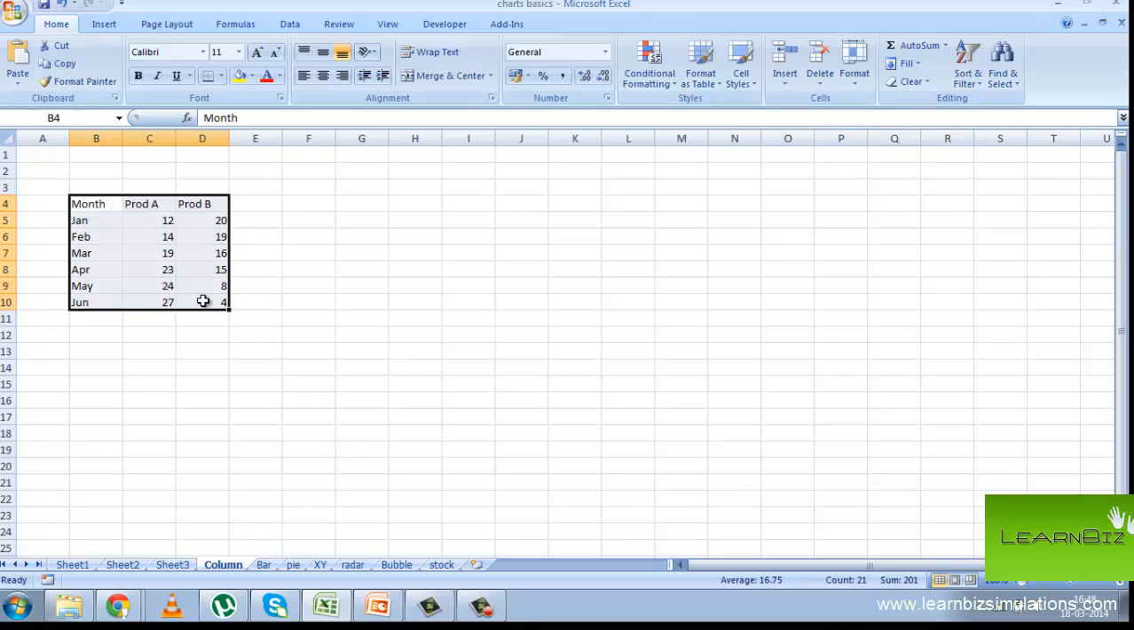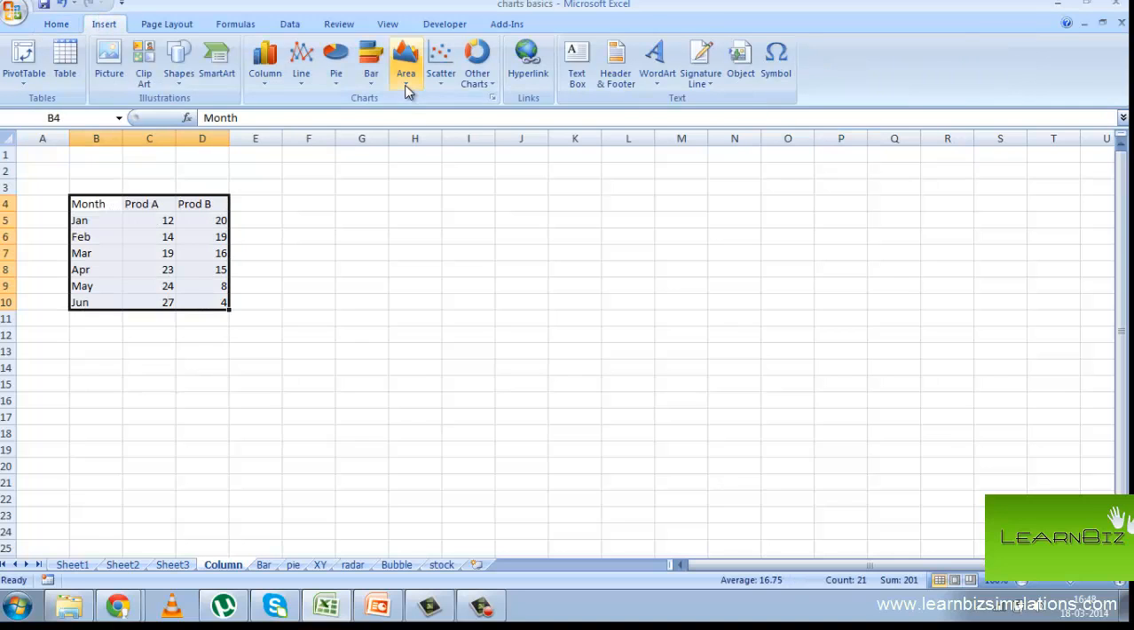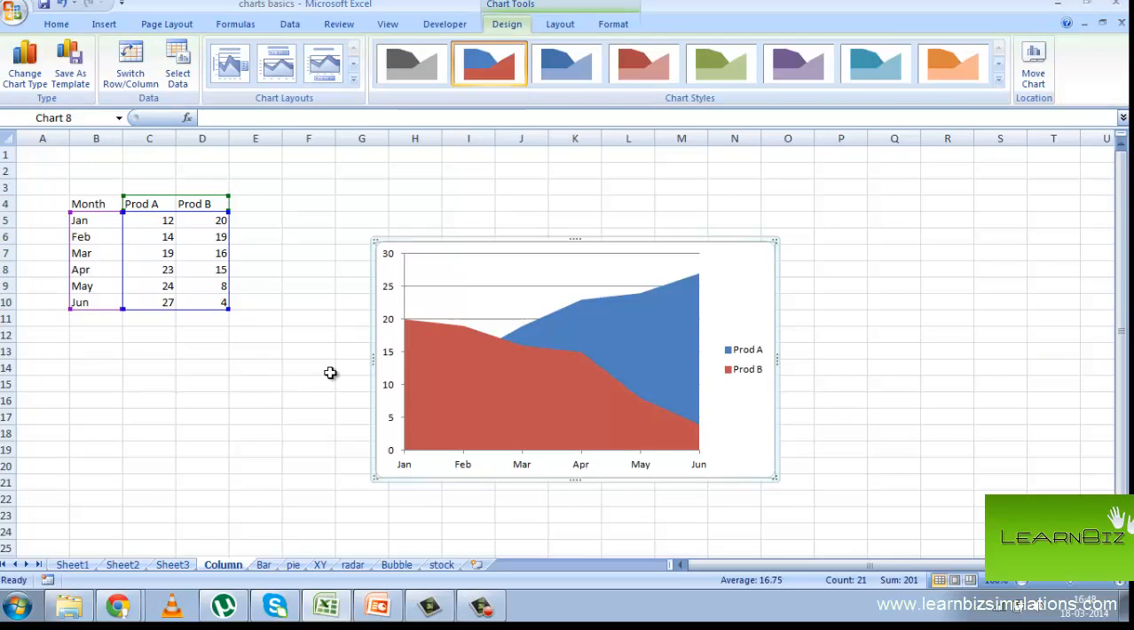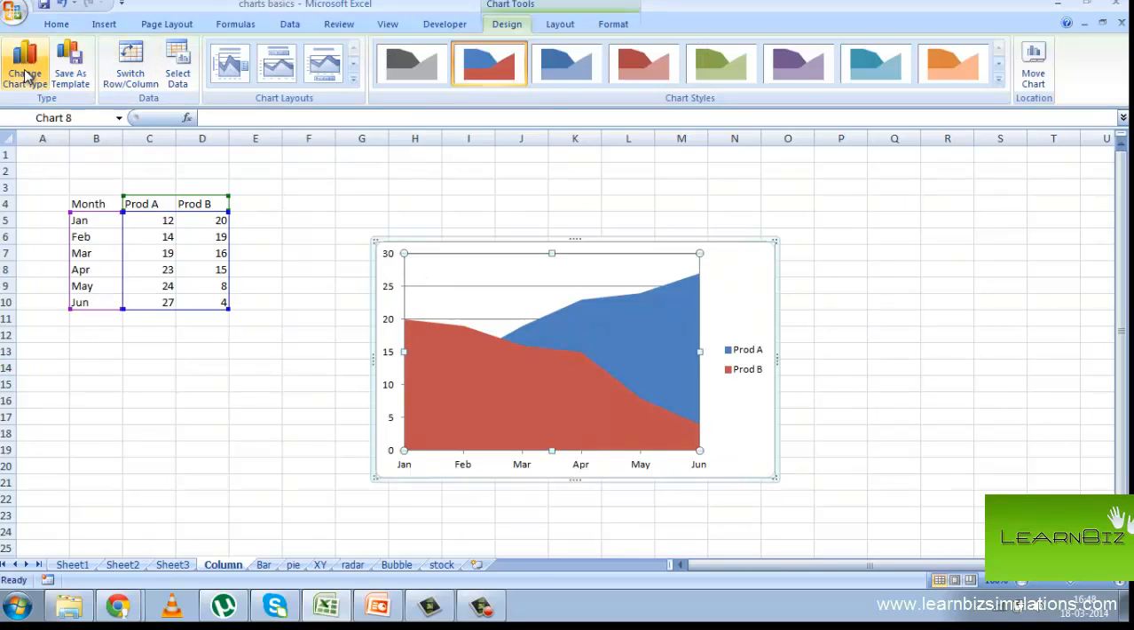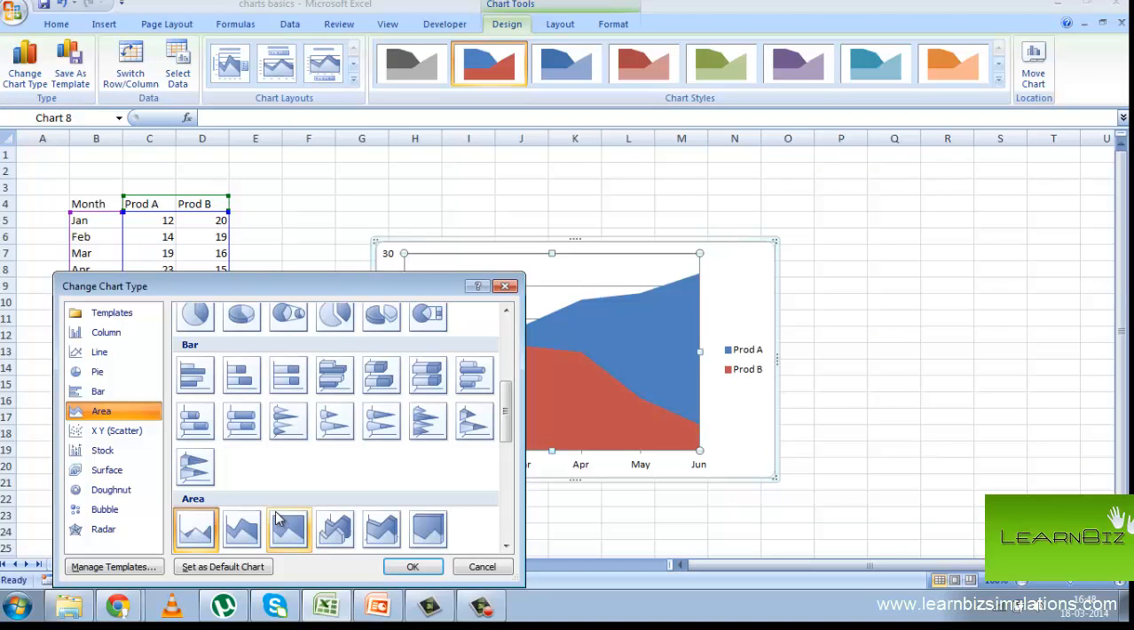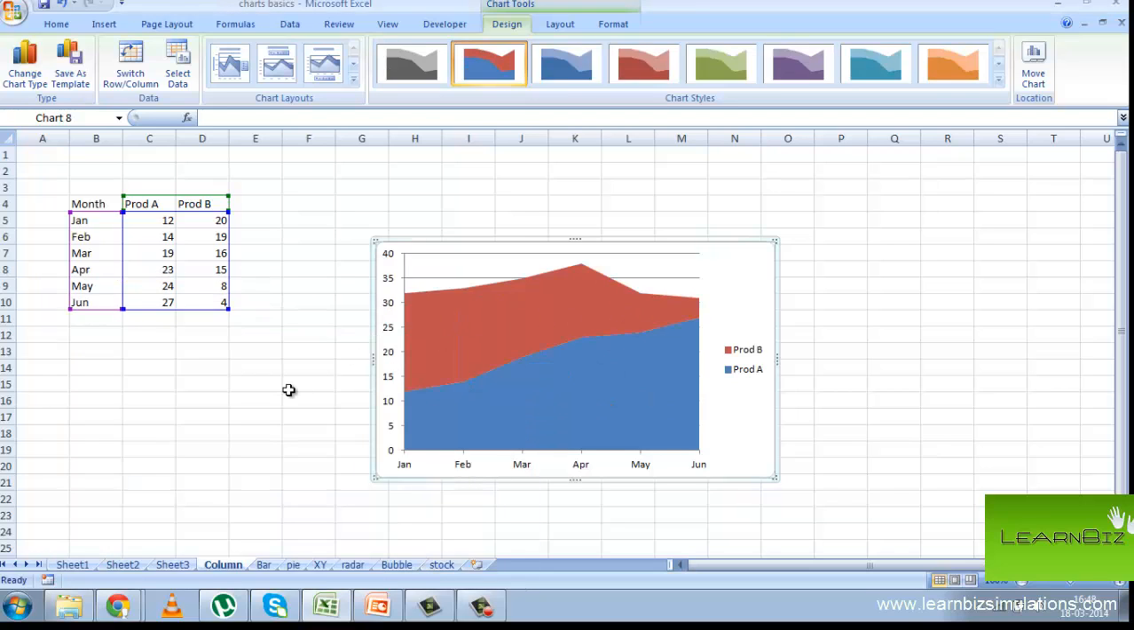Think of an area chart as a line chart in which the area below the line has been colored in. Here we see an example of an area chart. So as you can see, it basically shows the sales of product A and product B over 6 months. It is a stacked chart. So stacking the data series enables you to see clearly the total plus the contribution of each of the sets.